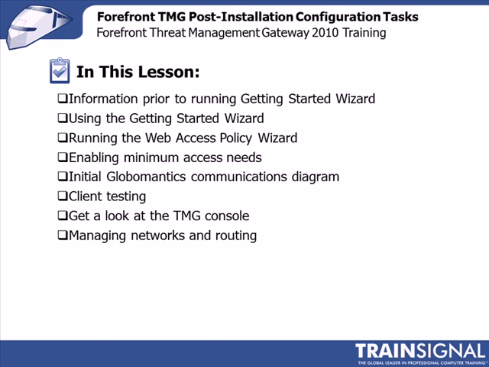Next, we'll talk about running the Web Access Policy Wizard, which is the next step of the configuration process, and will begin to allow GlobalMantic's users full access to the internet based on rules that you put in place. There are some minimum access needs that have to be put into place in order for any internet connectivity to work, and that will be the next topic of discussion in this lesson. In order to better understand all of this, we'll have a discussion regarding a communications diagram for GlobalMantic. And then we'll do some client testing to see what actually happens when we put some basic rules in place.